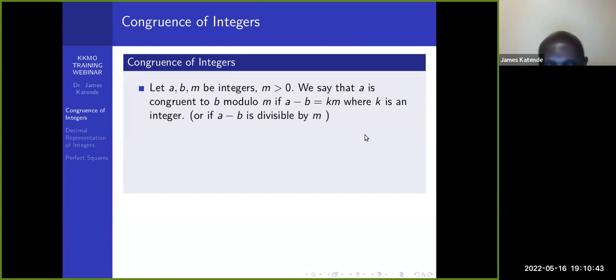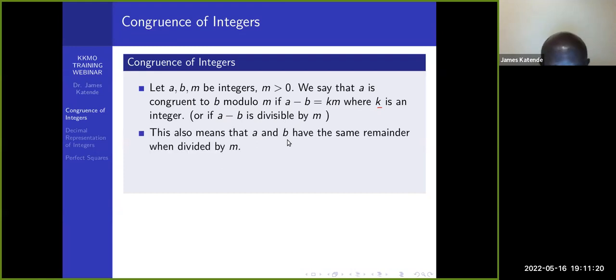So the other thing we need to define is what do we mean by congruence of integers? Suppose A, B, and M are integers, and we again insist that M is positive. Then we can say that A is congruent to B modulo M if the difference of A and B is divisible by M, or is a multiple of M, where K is also an integer. So basically, if A minus B is divisible by M, then we can make the same statement that A is congruent to B modulo M. I think there should be some examples coming up.